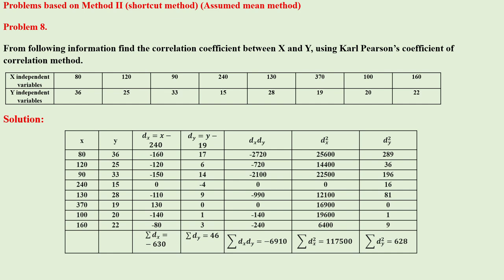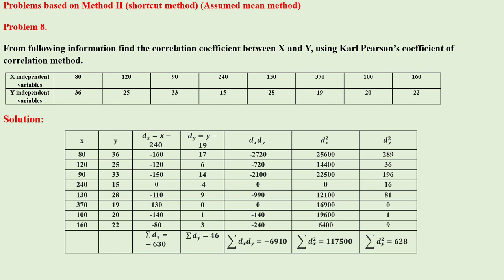Now we multiply column number 2 and 3, that is dx into dy. So minus 160 into 17, minus 120 into 6, minus 150 into 16, and so on, up to minus 80 into 3. You will get minus 2720, minus 720, minus 2100, 0, minus 990, 0, minus 140, minus 240. Adding all of these, you will get summation dx dy equal to minus 6910.